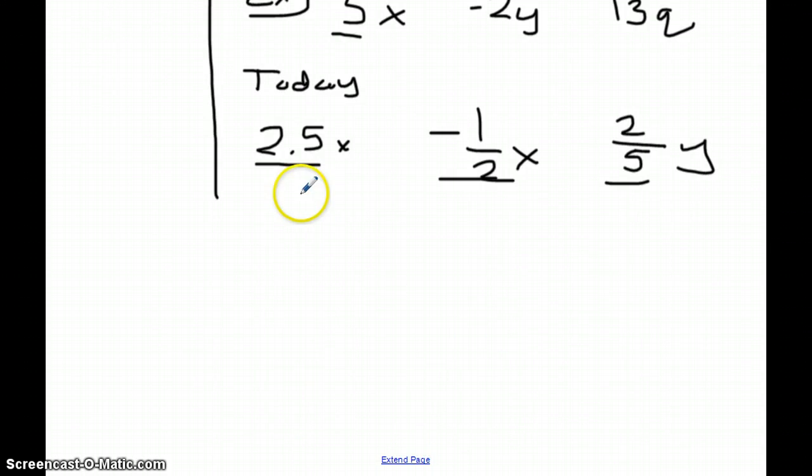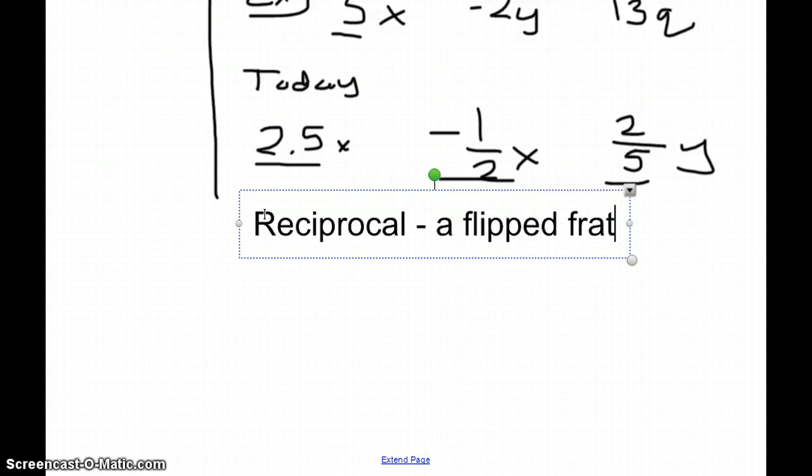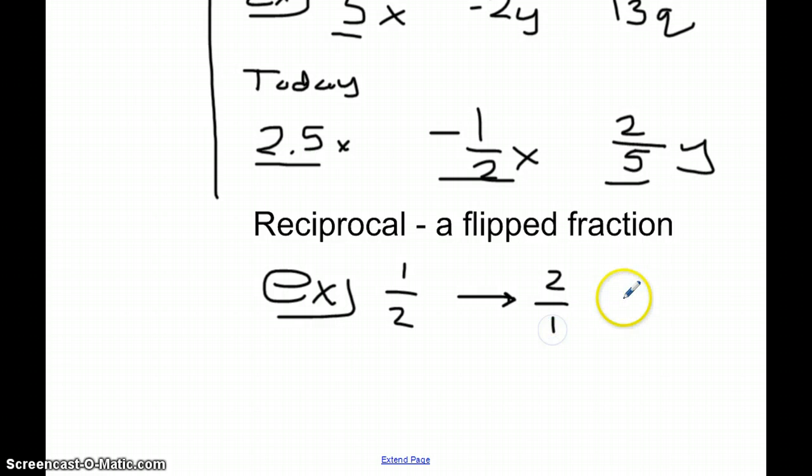Alright, so our second vocab term for today is reciprocal. Reciprocal, okay, and that is a flipped fraction. Flipped fraction. So some examples, and sorry for the pen writing again, but I have to do it with the mouse. Some examples for like the reciprocal of 1/2 would be 2/1, or just 2. The reciprocal for 2/7 would be 7/2.